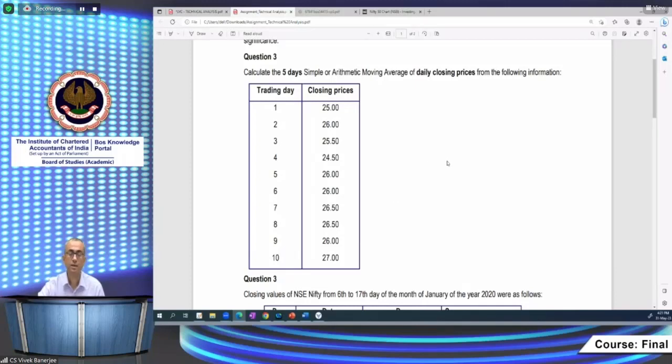Okay. Let us just go through the question first. You have to calculate the 5-day simple arithmetic moving average of daily closing prices from the following information. Trading day is given, closing prices are given. Let us calculate the simple moving average.